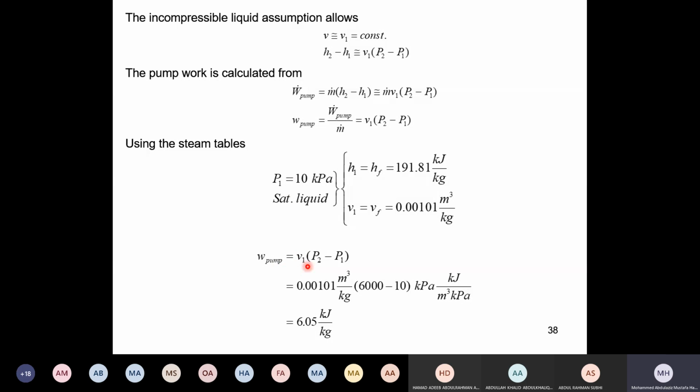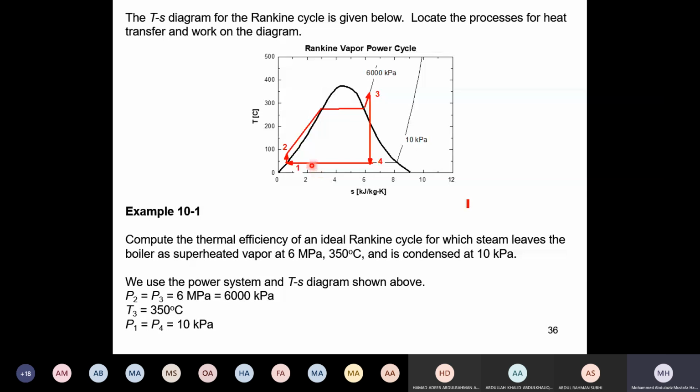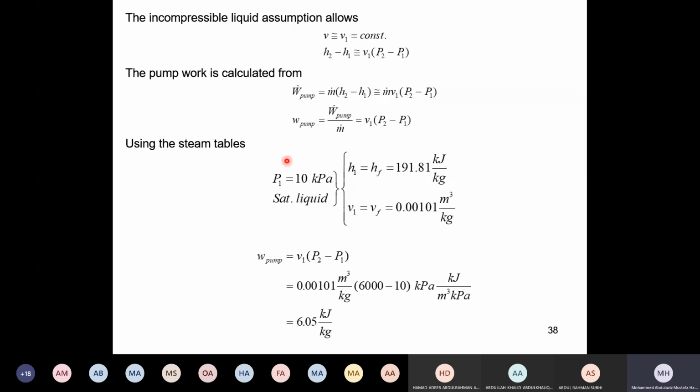W pump is equal to V1, which I got here, multiplied by delta P, which is P2 minus P1. Let me just go to the diagram again. So P2 is given, P1 is given, multiply here by specific volume, so this will give you P2 minus P1. You don't have to memorize anything, but you need to apply it. Everything will be in the formula sheet, the equations, but you need to apply this here.